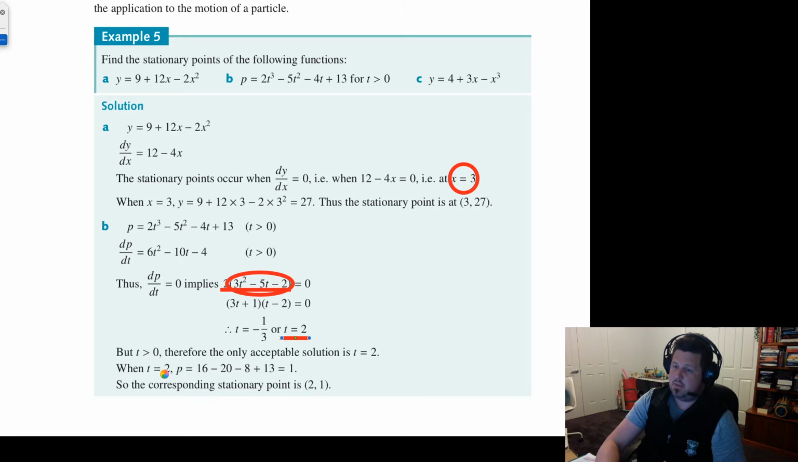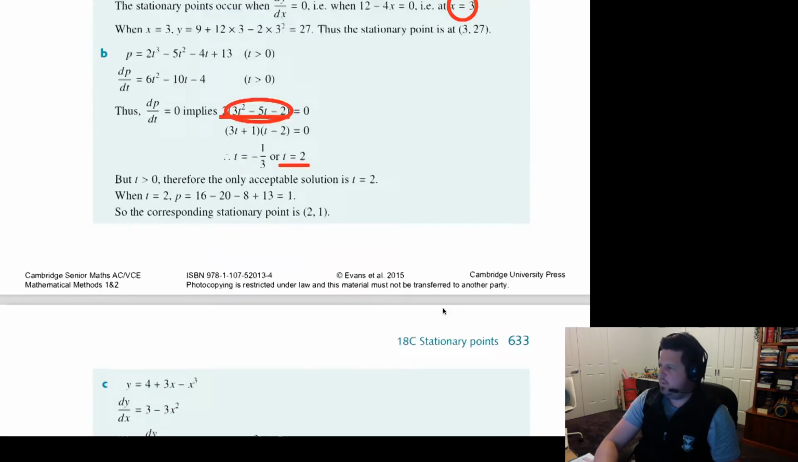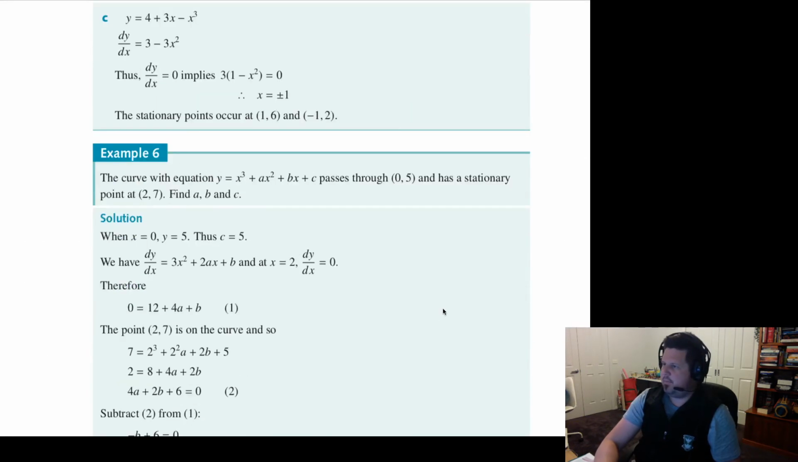This one here, we've got y equals 4 plus 3x take away x cubed. Again, the first process with this is to work out the derivative, and then we're going to make the derivative equal to 0 and solve it from there. Okay, looking here at C, we've got the derivative and we're making it equal to 0.